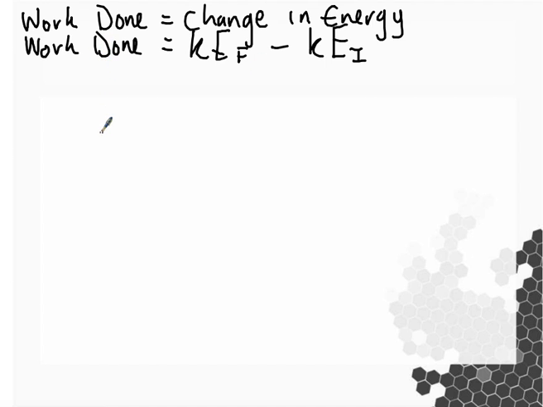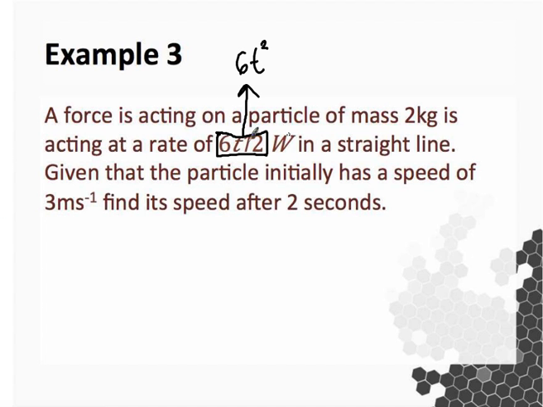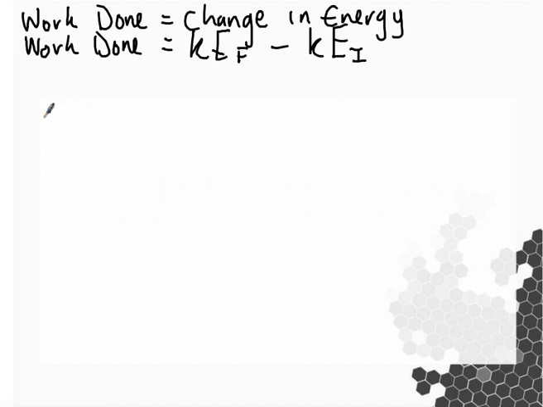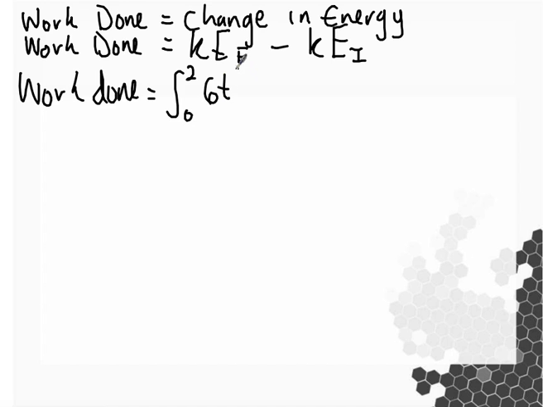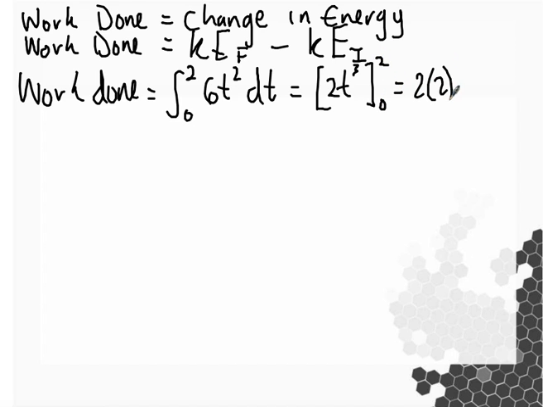Now I can calculate the work done because we have a force acting at a rate of 6t squared. So I can find the work done by integrating between the initial time, which is 0, and the 2 seconds that it's acting. We're going to integrate 6t squared dt with respect to t, so that we get t cubed, 6 divided by 3 is 2, so I get 2t cubed evaluated between 0 and 2. So I get 2 lots of 2 cubed minus 2 lots of 0 cubed. So we get a total of 16 joules. So in this time we've done 16 joules worth of work.